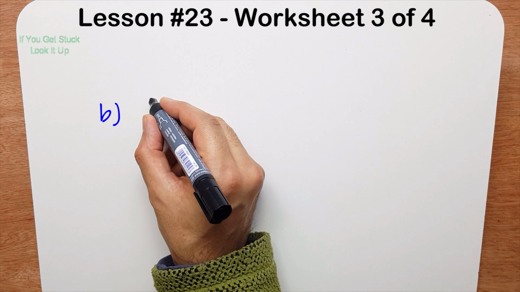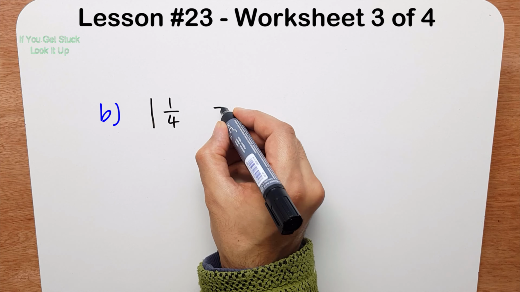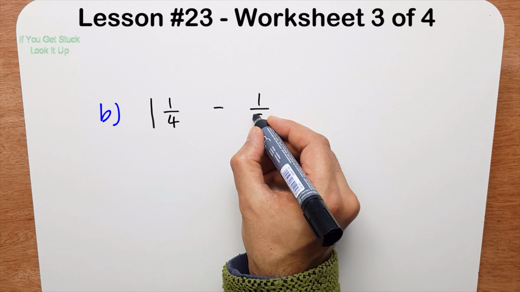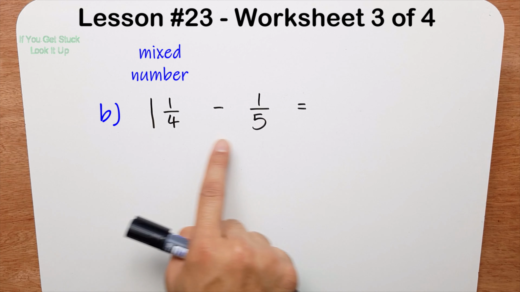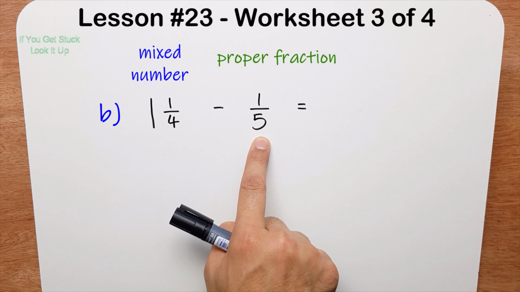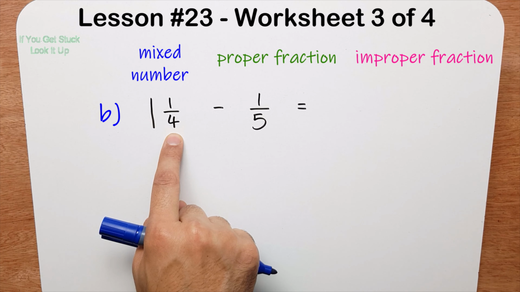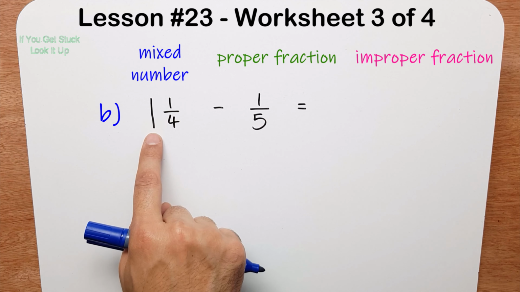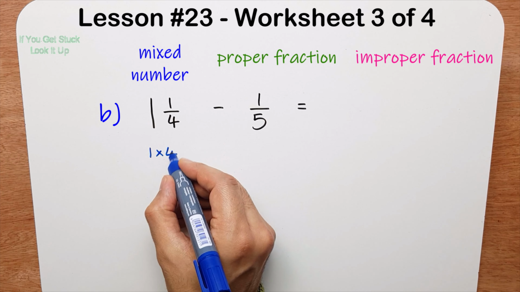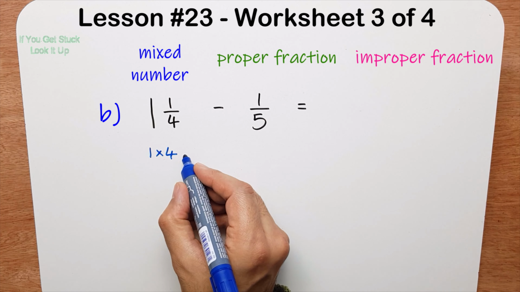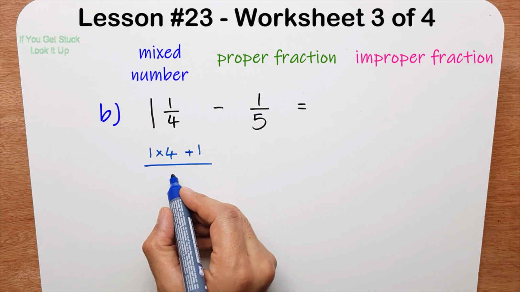The next question is 1 1/4 take away 1/5. So we have a mixed number and a proper fraction. So the first step is to turn the mixed number into an improper fraction. So we do the big number times the bottom number, 1 times 4, add the top number, plus 1. Fraction line, and this 4 stays the same at the bottom.